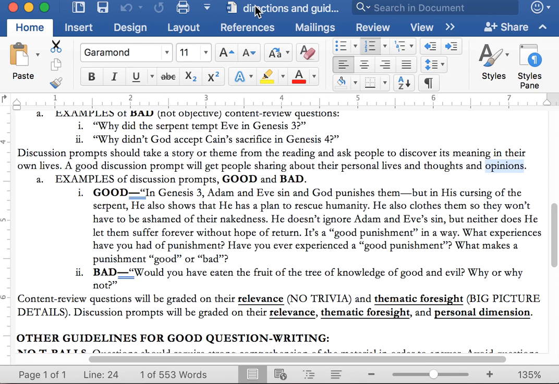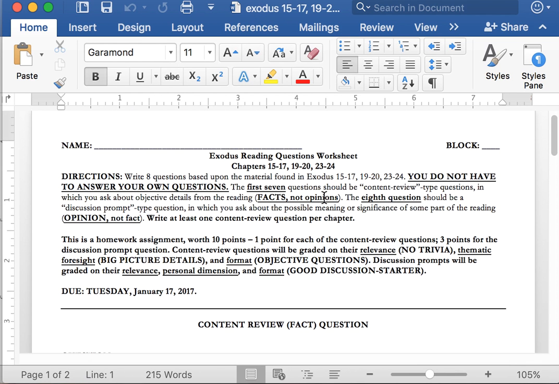So, once you finish going through those guidelines, then you can get started on this assignment. You're going to write 8 questions total. 7 are going to be content review, 1 per chapter at least. And the 8th question is going to be that discussion prompt question.